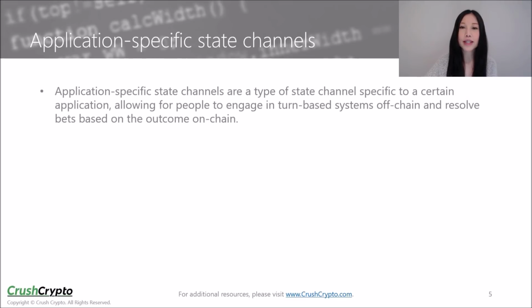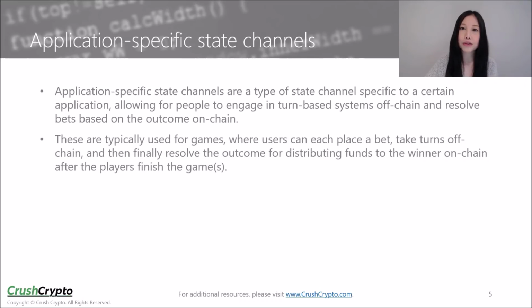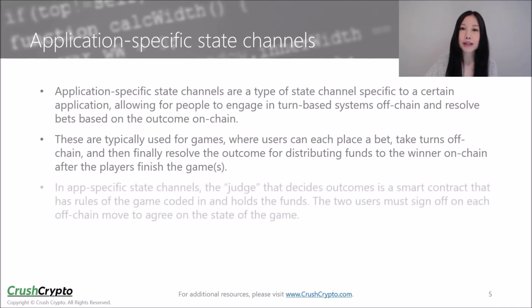Application-specific state channels are a type of state channel specific to a certain application. This allows for people to engage in turn-based systems off-chain and resolve bets based on the outcome on-chain. These are typically used for games where users can each place a bet, take turns off-chain, and then distribute funds to the winner on-chain after the game has finished. In app-specific state channels, the judge that decides outcomes is actually a smart contract that has the rules of the game coded in and holds the funds.